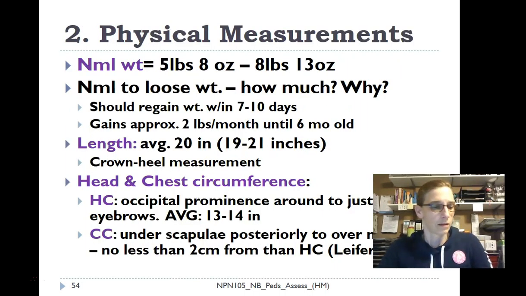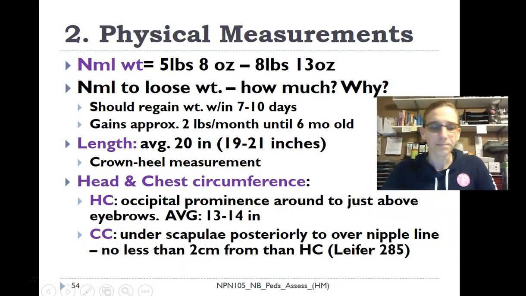All right. Physical measurement. So your normal weight, 5 pounds 8 ounces to 8 pounds 13 ounces. It is very normal to lose weight. Now, how much weight should the infant lose right after birth, and why are they losing weight? It's normal to lose less than 10% of their birth weight. If they lose more than 10% of their birth weight, we start getting concerned. So as long as they lose less than 10% of their birth weight, that's very normal. And part of it is because they're losing fluids now. They're not eating as well in those first few days of life.